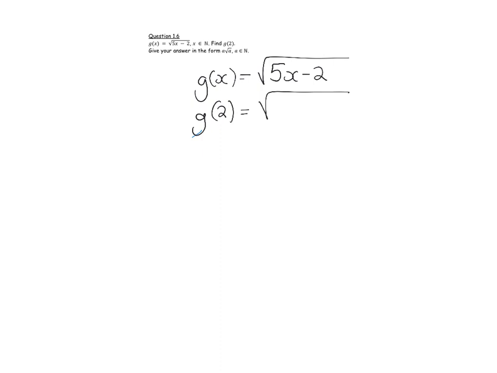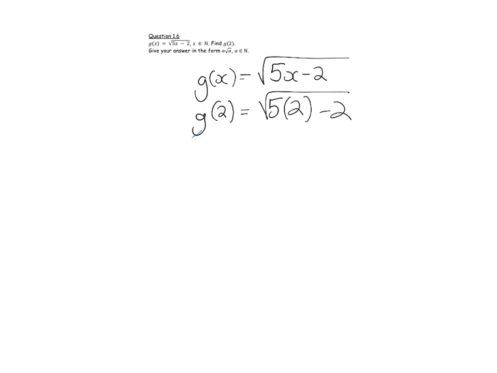Question 1.6, so it tells us that g of x is equal to the square root of 5x minus 2, and it wants us to find g of 2. So what we have is g of x is equal to the square root of 5x minus 2, and it wants the g of 2. So every time we see an x, we replace it with 2. So we have 5 of 2 minus 2.